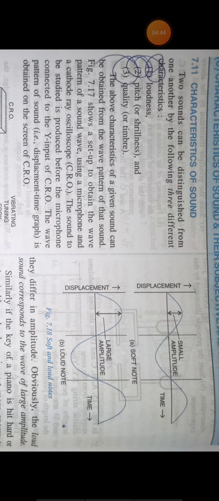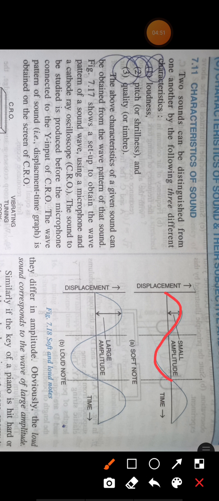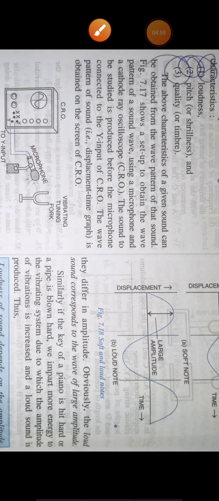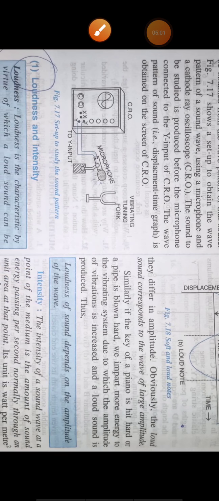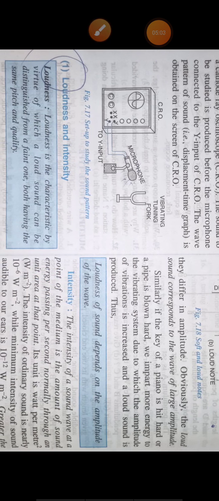One thing you can clearly see is that the frequency of both waves is the same. This is the wavelength of the first wave, and this is the wavelength of the second wave. The wavelength of both waves is the same, and the frequency is also the same. So that means the loudness of sound depends on the amplitude of the wave. If the amplitude is large, then the sound is very loud.